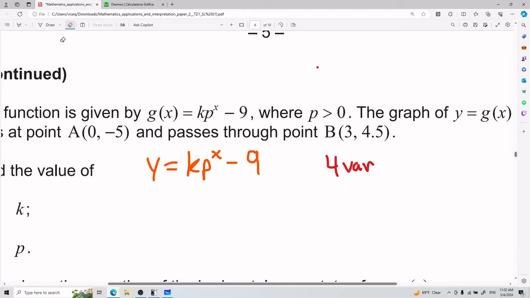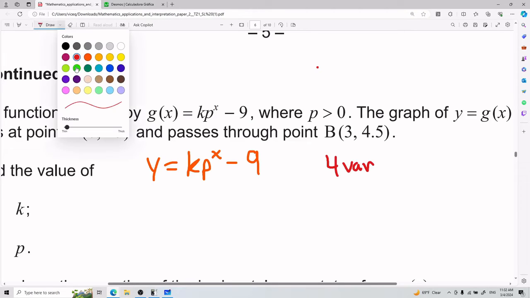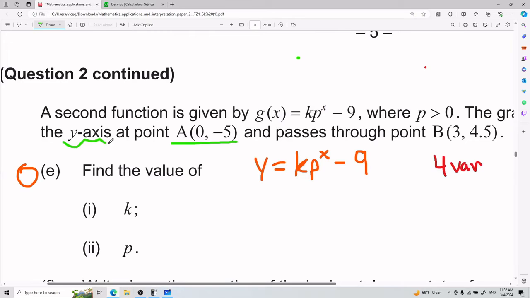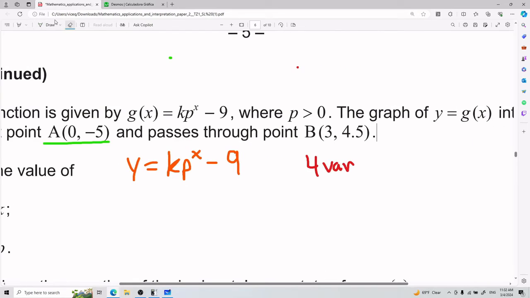And so this is why they give you points. For example, if I go ahead and plug in this point A, and I know I can plug it in because they tell me that the y-axis is at point A, so it's part of the function. I'm not plugging in just anything. I'm plugging in a specific value that is in my function, so it is legal.